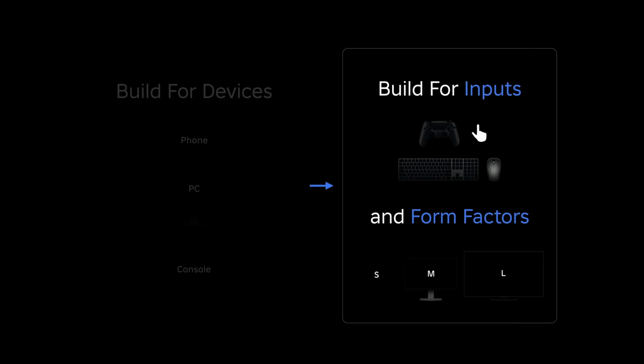My phone has a small screen with touch capabilities. My PC has a medium screen with an attached keyboard and mouse. And the new Xbox Ally has a small screen with both touch and gamepad abilities that can then dock to a large TV screen. So if you optimize your experience to handle independent inputs and form factors, it will adapt smoothly to any current or future device with any combination of these.